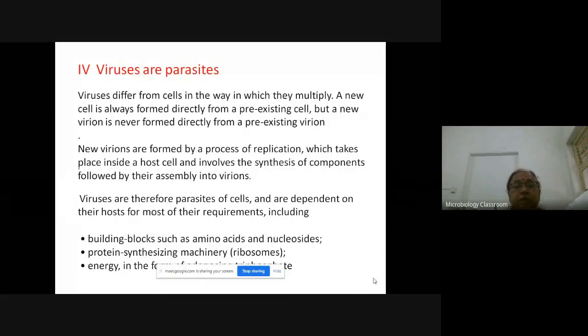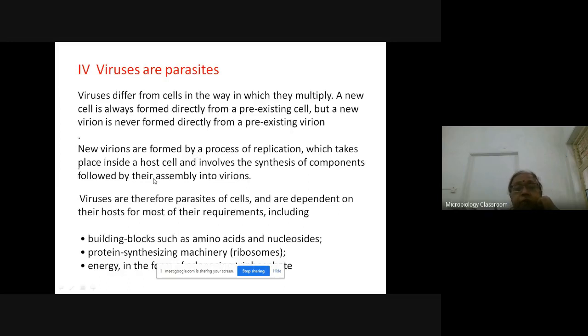So the viruses differ from the cells in the way in which they multiply. Any cell, a plant cell, animal cell, a bacterial cell, is always formed directly from a pre-existing cell. But a new virion is never formed from a pre-existing virion. Do you follow this? This is the major difference. A new virion, a new viral particle or new virus, is never formed from a previous virus like a bacterial cell or any living cell.